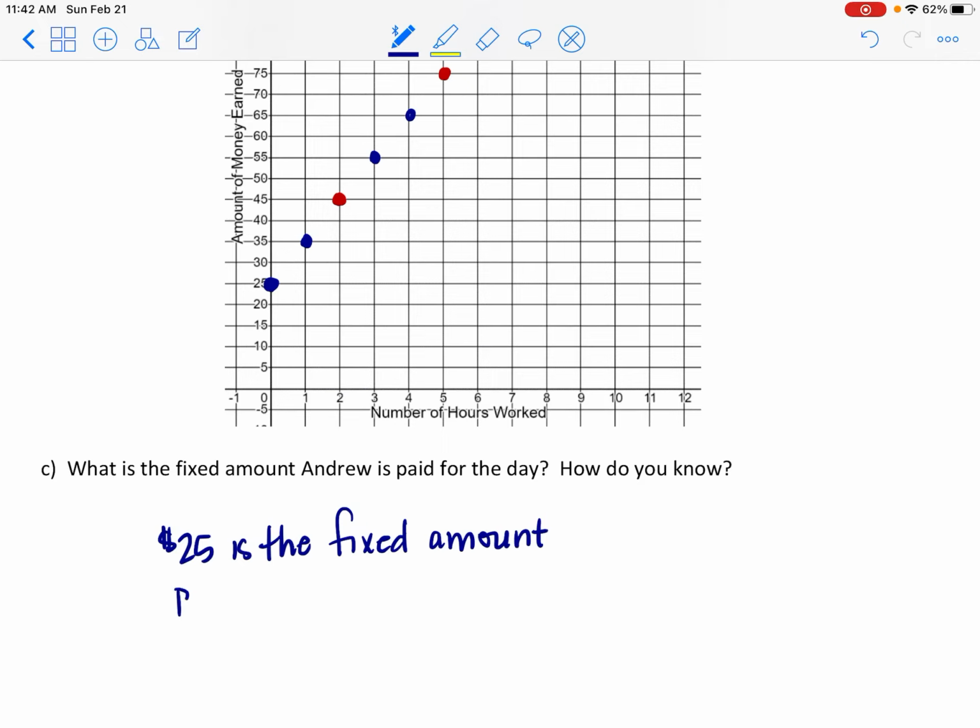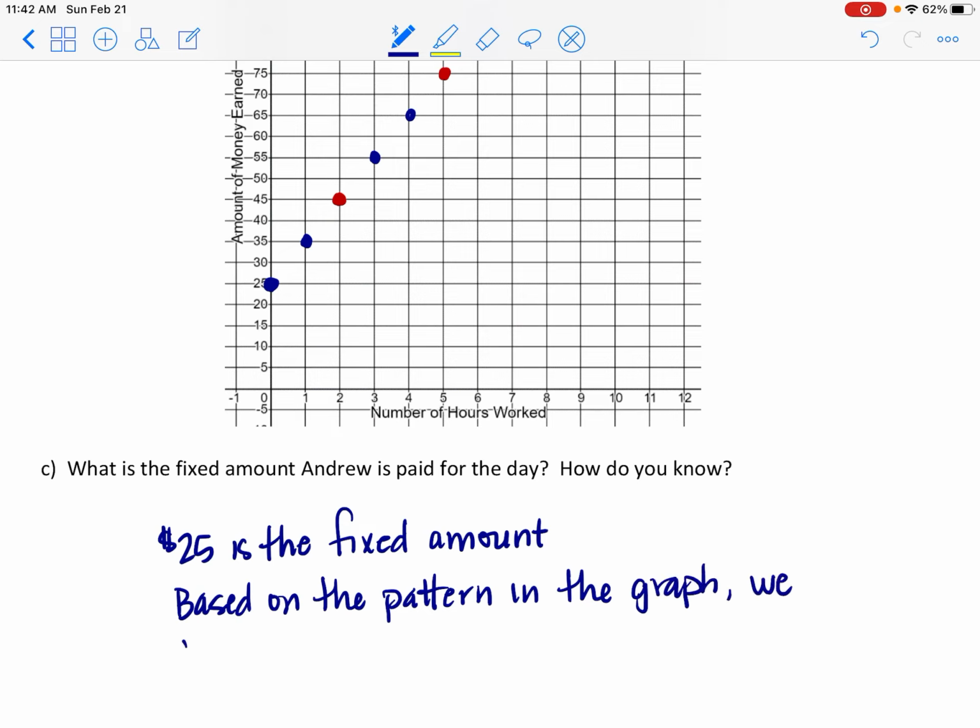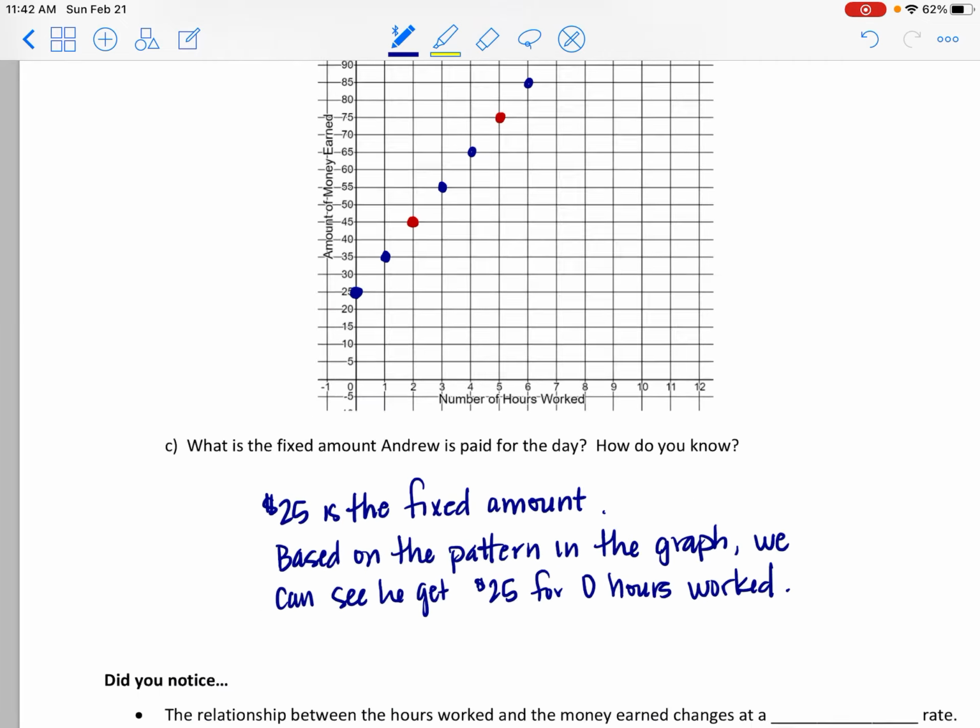Okay, based on the pattern in the graph, we can see he gets $25 for 0 hours worked. Okay, so hopefully that makes a little sense.